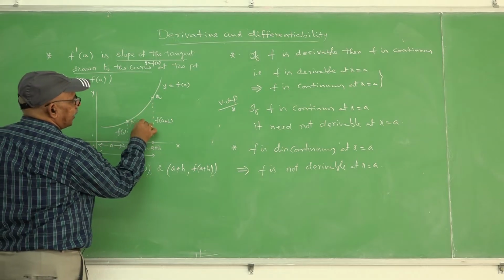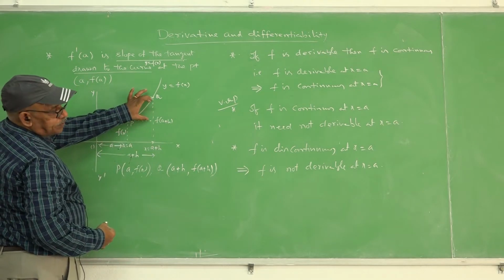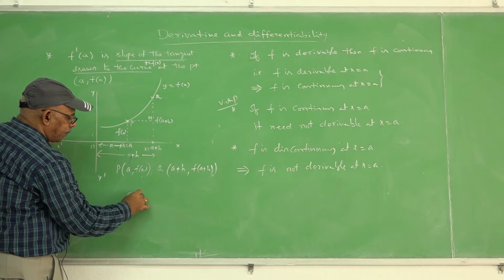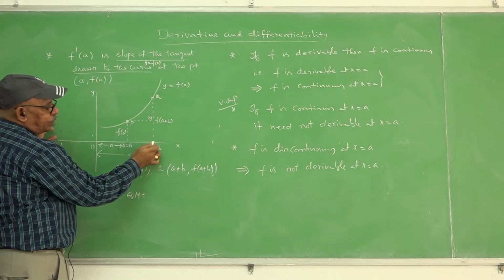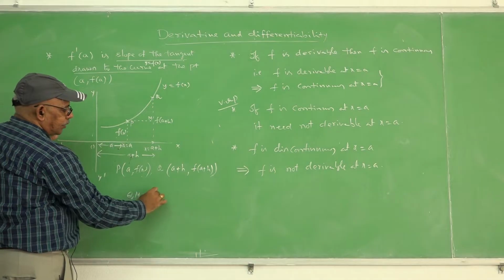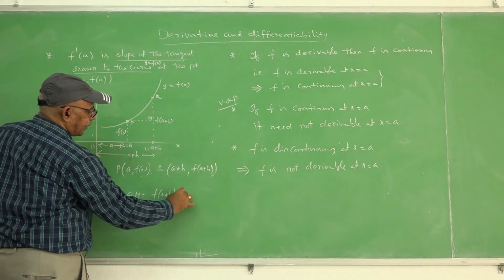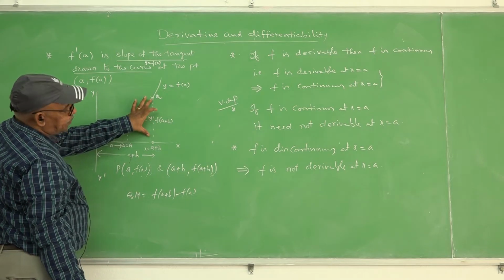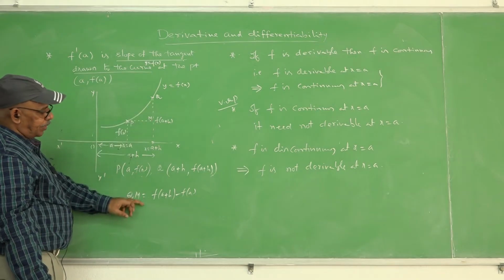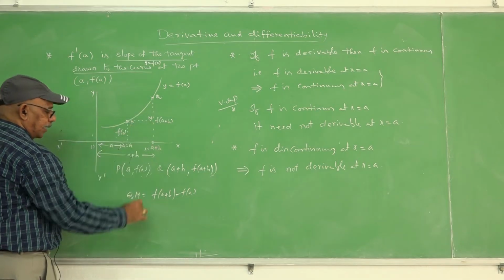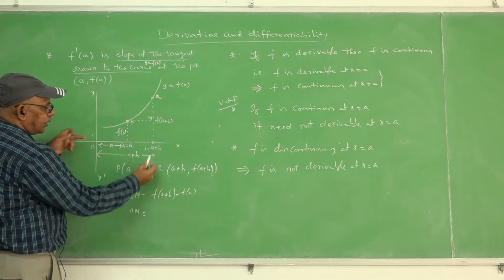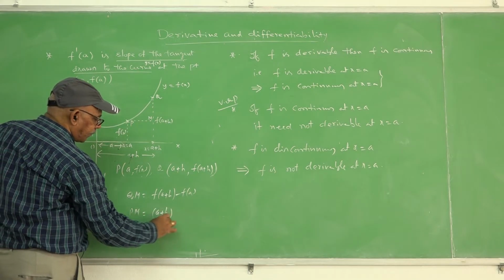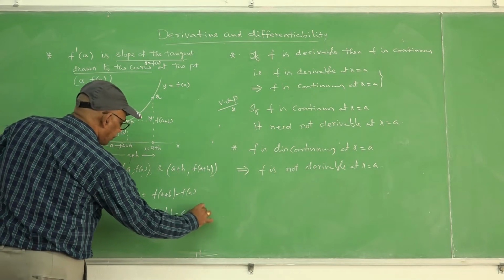Now, once you draw the perpendicular from this one, let us suppose this is the point M. Here QM becomes f of a plus h minus f of a, because this length is f of a and this length is f of a plus h. And similarly, PM becomes a plus h minus a, which is h of course.